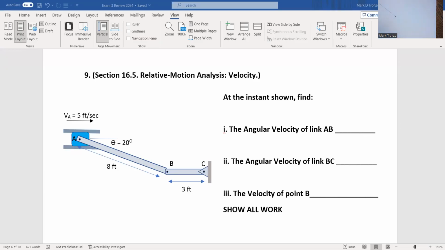Next, we're going to look at this problem. This problem has two linkages, AB and BC. We're told that this collar, this block, is moving to the right at 5 feet per second. So let's take a look at this.